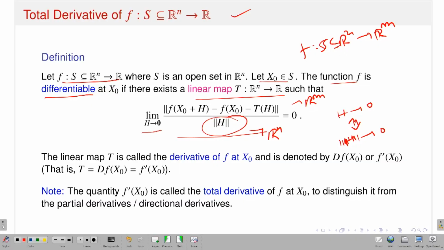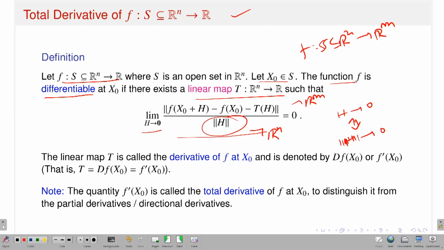Here, for Rn to R, though I am writing the norm, you can write it as mod itself, because the norm is nothing but mod in R. Okay. So, this is the conclusion. Suppose you have a function f from S to Rn, where S is an open set, and x naught belongs to S. The function f is differentiable at the point x naught if there exists a linear map T from Rn to R such that this quotient should go to 0.